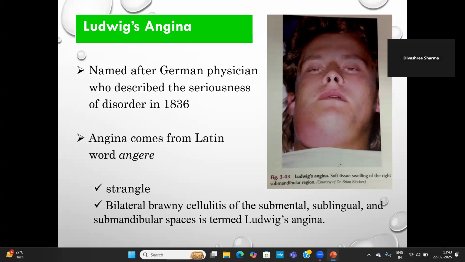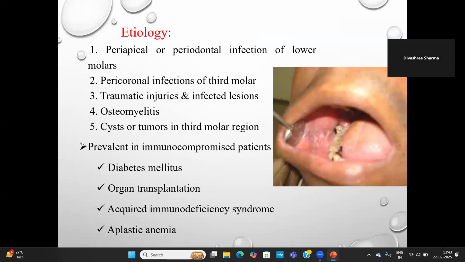The most important thing to be considered is bilateral involvement of submental, sublingual, and the submandibular spaces. Now, coming on to etiology, the most common reasons that have been discussed in literature regarding the etiology of Ludwig's angina are the periapical or the periodontal infections of the lower molars, the pericoronal infections of the third molars, traumatic injuries and infected lesions, osteomyelitis of mandible, cysts or tumors in the third molar region.